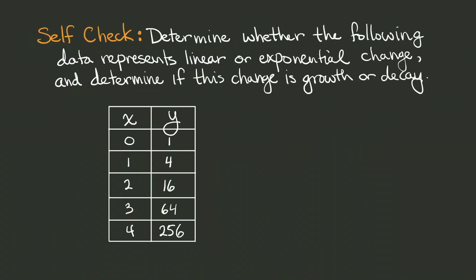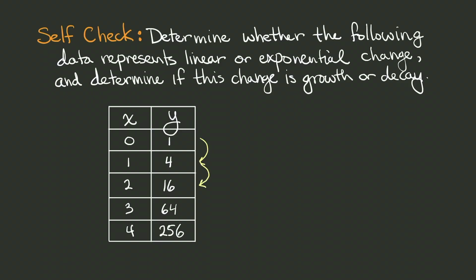Let's do a self-check. Work this one out on your own, and then come back and check your answer. We're supposed to determine whether the following data represents linear or exponential change. And then we're supposed to determine if this change is growth or decay. So let's see what happens as we go from row to row. To go from row 1 to row 2, we move from 1 to 4. And then from row 2 to row 3, we move from 4 to 16.